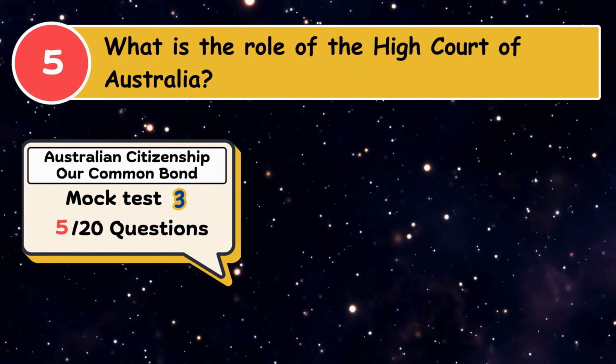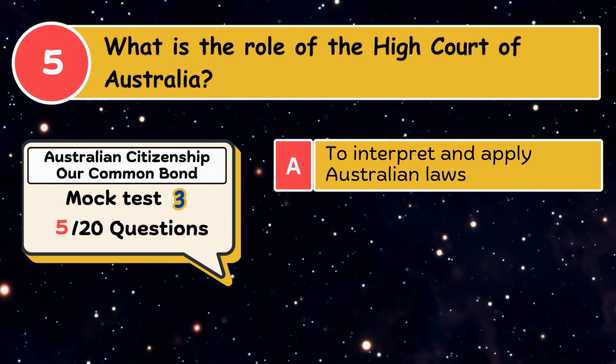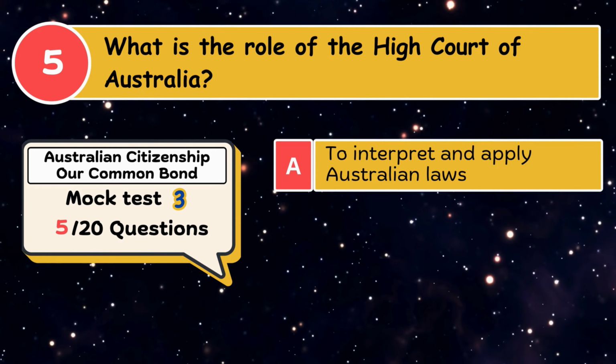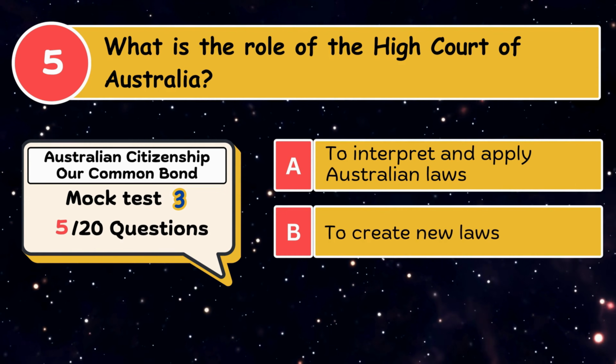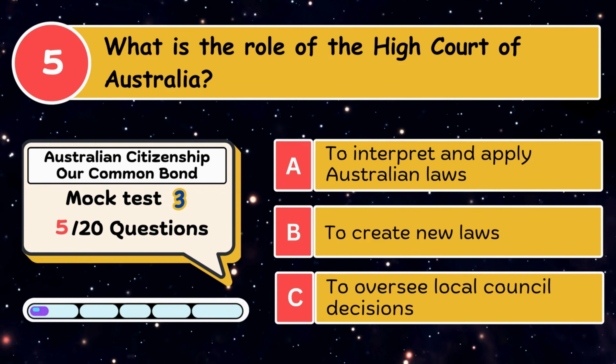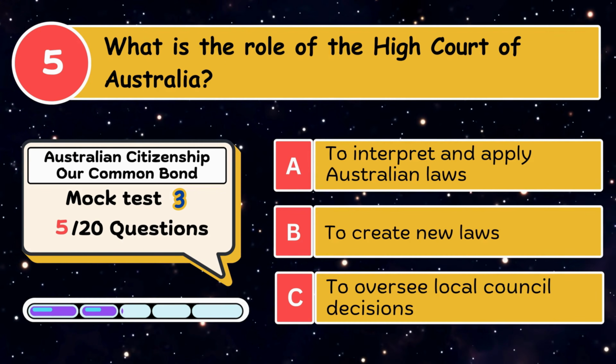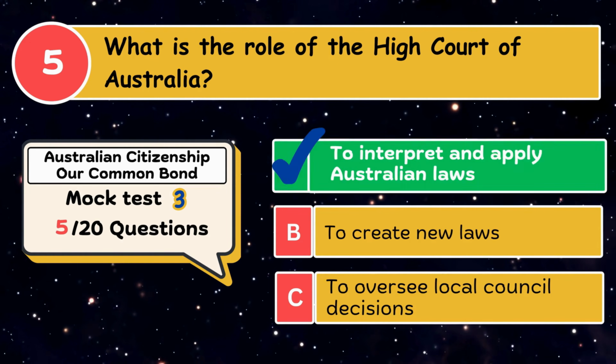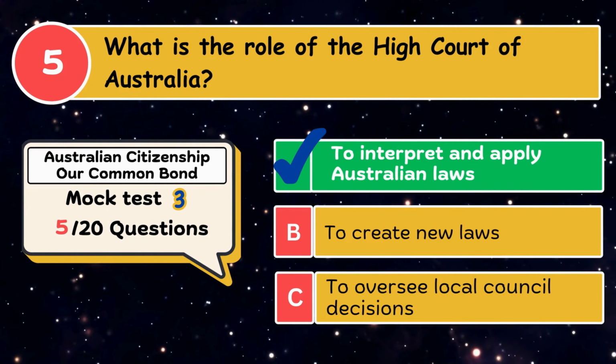What is the role of the High Court of Australia? A. To interpret and apply Australian laws. B. To create new laws. C. To oversee local council decisions. The correct answer is to interpret and apply Australian laws.